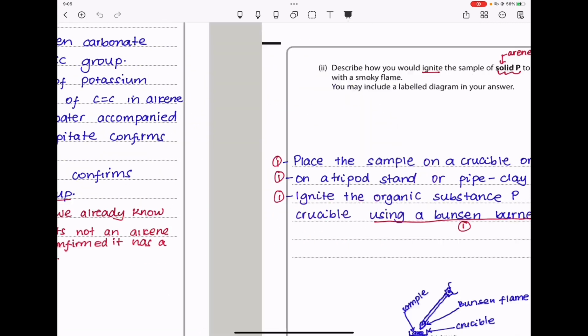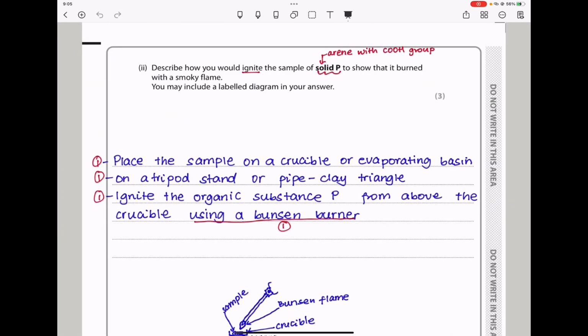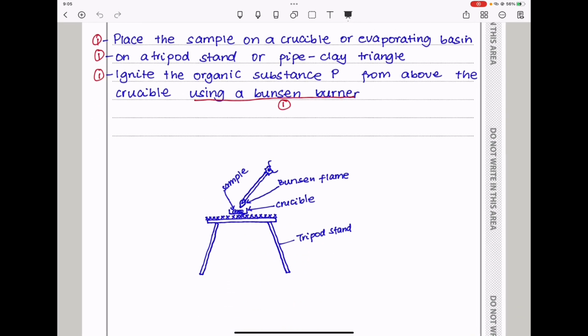So moving on. Here they say, describe how you would ignite a solid P to show that it burns with a smoky flame. You may include a labeled diagram in your answer. Now I did something like this. You place the sample in a crucible and then you put it on a specific stand. It could be a tripod stand and in a crucible, and then you will ignite it from above using a Bunsen burner. The use of a tripod stand is to ensure that the place where you're burning from is stable. So a description of something like this would be okay.